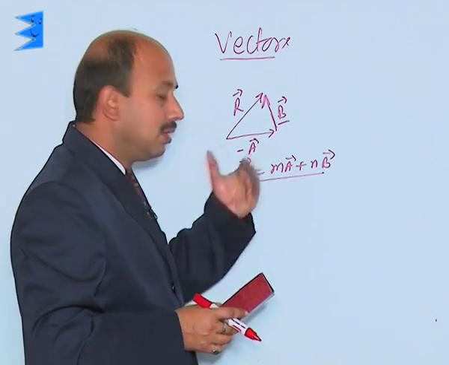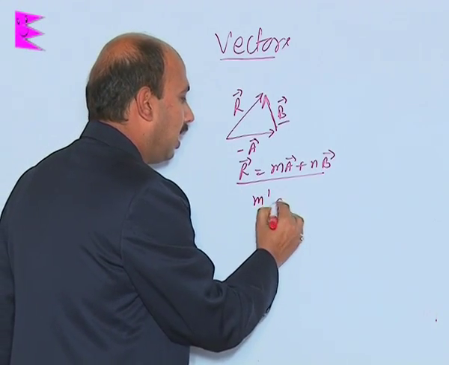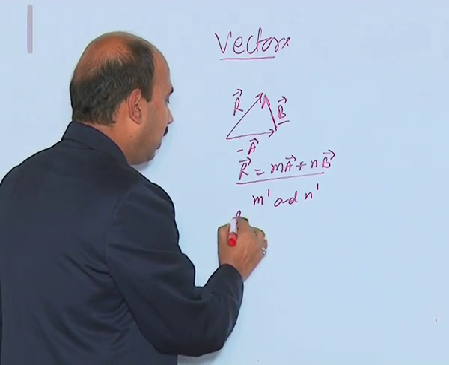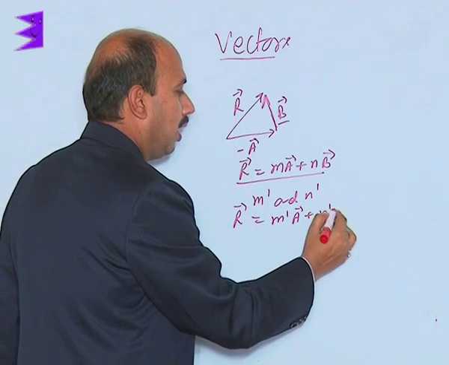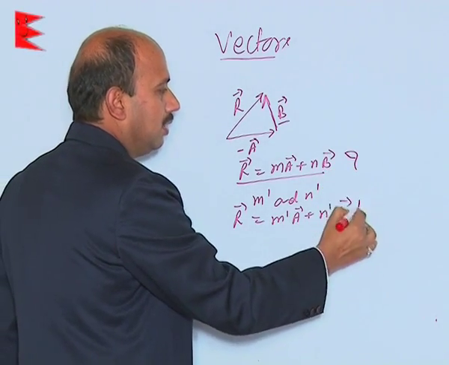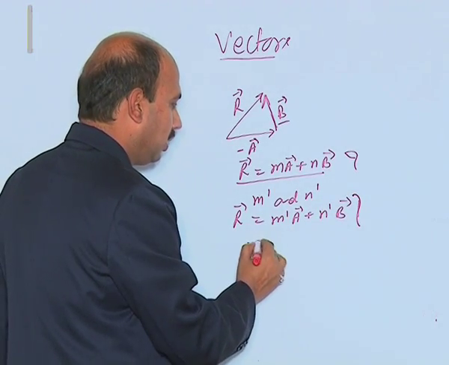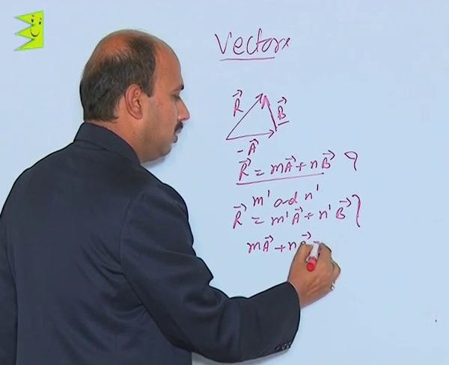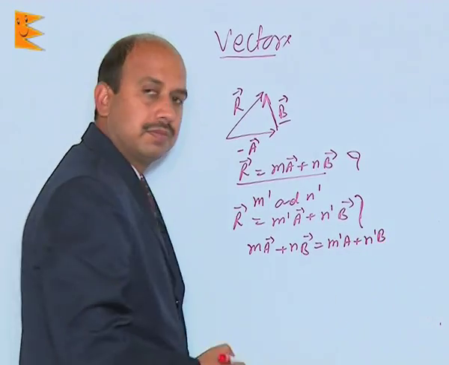We just take another assumption. Suppose there are two other real numbers m dash and n dash. Then we can write R vector is equal to m dash A plus n dash B. But these two are equal. So, what can you write? m A plus n B is equal to m dash A plus n dash B.